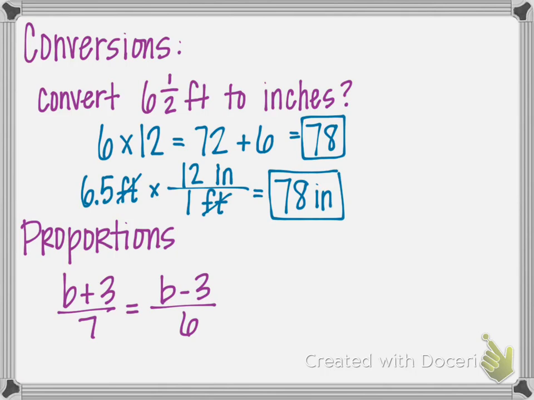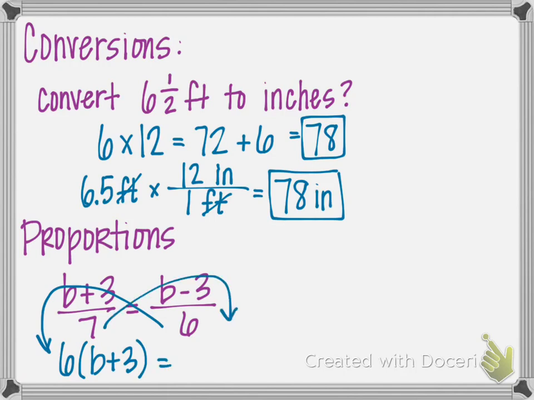And then the last one, I want you to do a proportion. These are the easiest equations to solve. To do a proportion, you find cross products. So 6 times b plus 3, and then 7 times b minus 3.